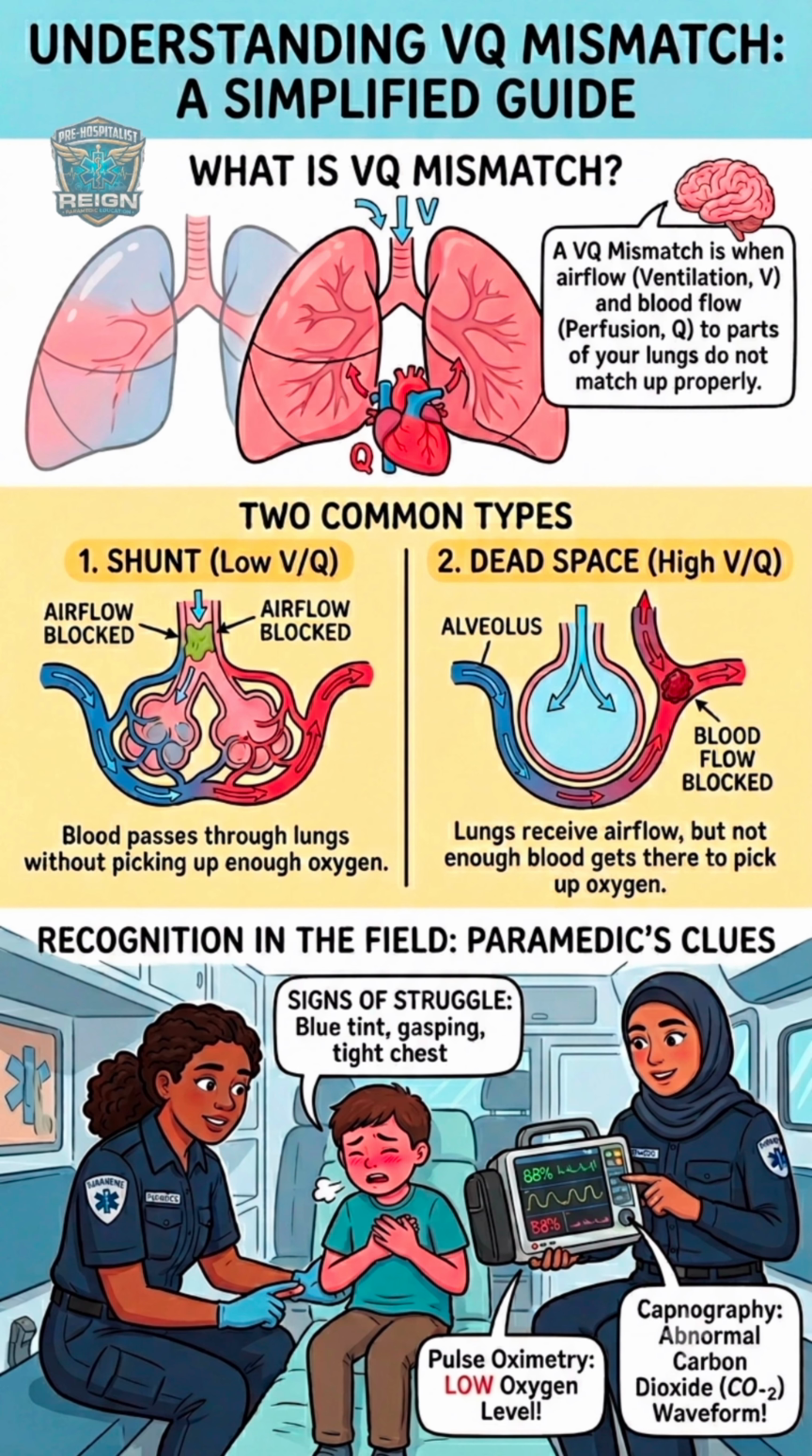2. The dead space problem, all air, no blood. Imagine conveyor belt V is delivering tons of air, but conveyor belt Q is completely broken and delivering no blood. The air just sits there with nothing to do.